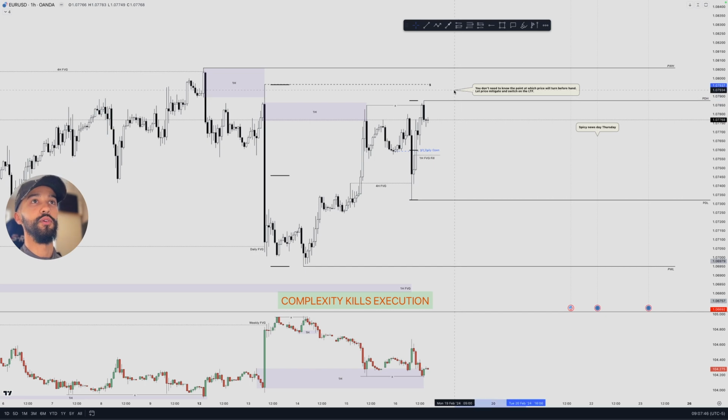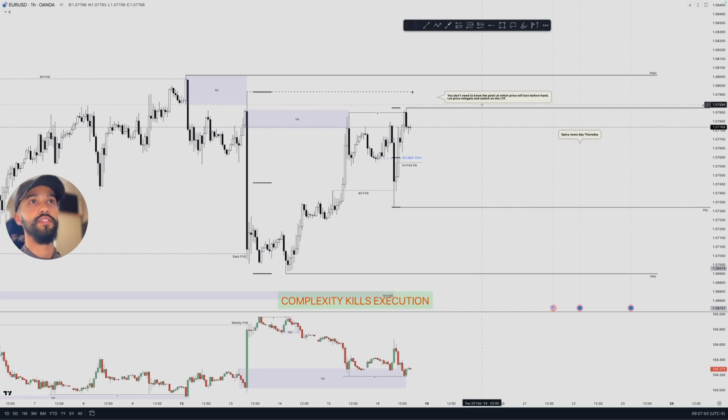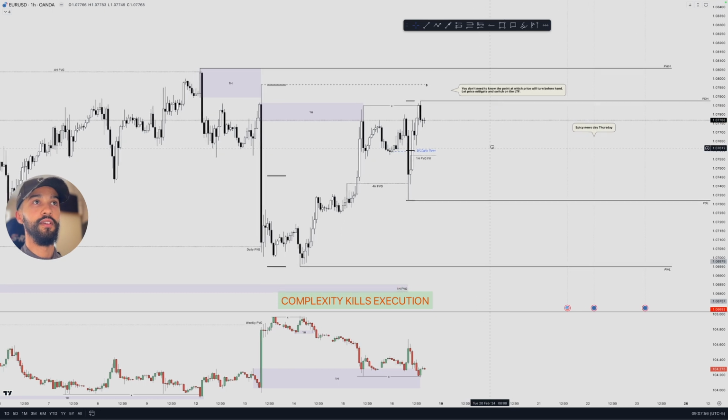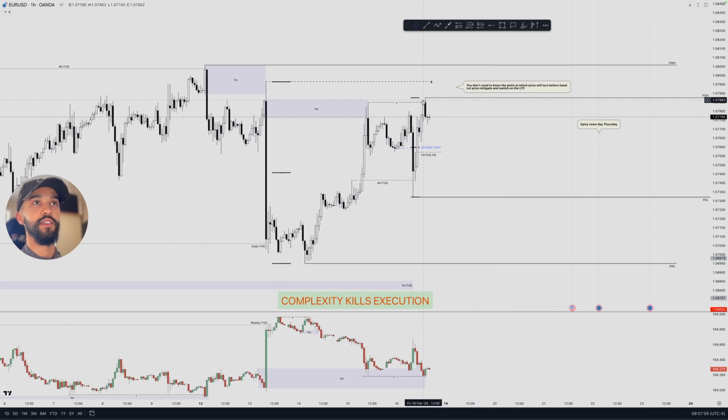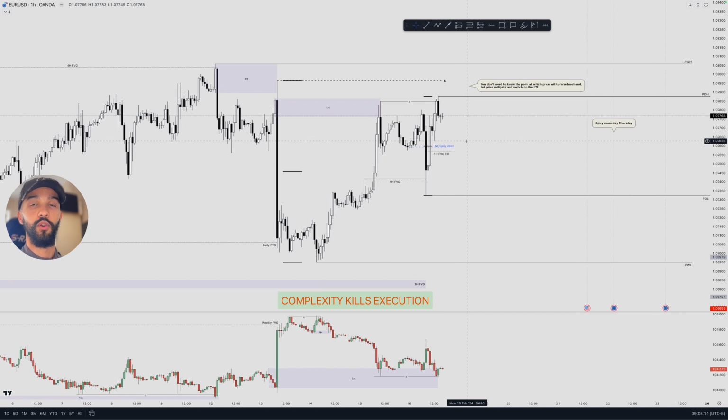So I've got this note here. This is for yourselves and myself. Just to remember, you don't need to know the point at which price will turn beforehand. Let price mitigate and switch on the lower time frame. So we've mitigated some buy side liquidity here. Same with any POIs, like down here, if we don't get to sell into this and we come into this 1 hour fair value gap and we want to go long, we just need to allow for price.